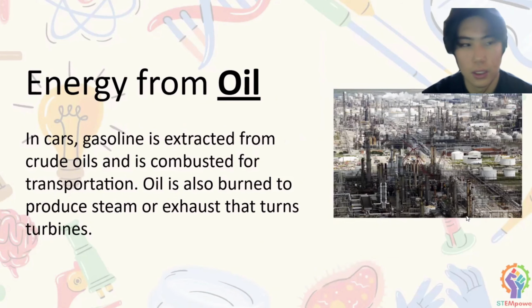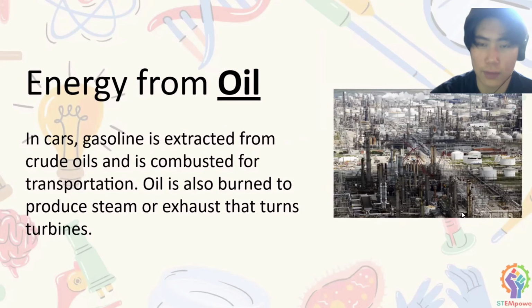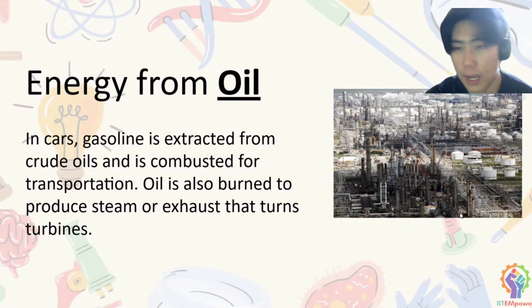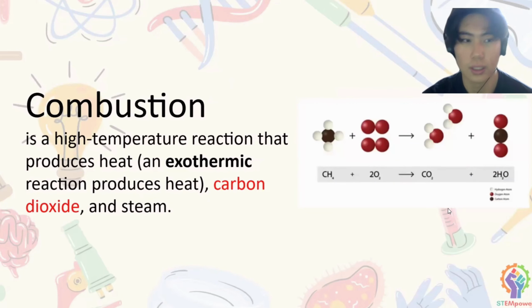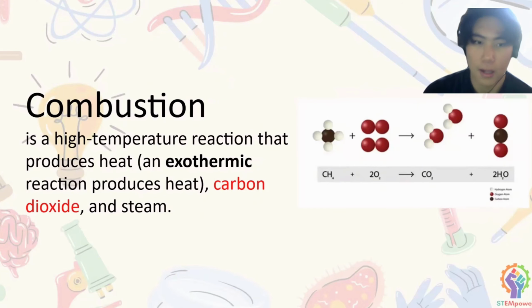Energy from oil. In cars, gasoline is extracted from crude oils that are fracked or mined from the ground, and is combusted for transportation. Oil is also burned to produce steam or exhaust that turns turbines. Combustion is a high temperature reaction that produces heat. An exothermic reaction produces heat, carbon dioxide, and steam.